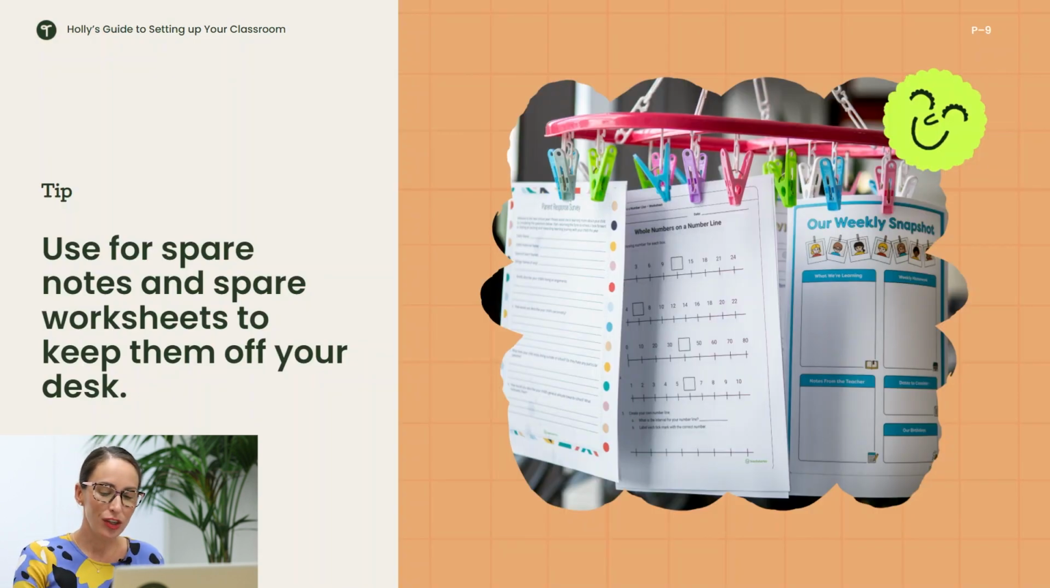Okay, I've just got a few little, I guess, teacher hacks which I used to do to try and stop all that paperwork heading to your desk. So this clothes peg thing, I actually just got recently for this photo from my local cheap shop, but you can get them anywhere. I think you can get them from Kmart and Target and all those sorts of places. But a great thing to store spare notes, spare worksheets, and to keep them off your desk.